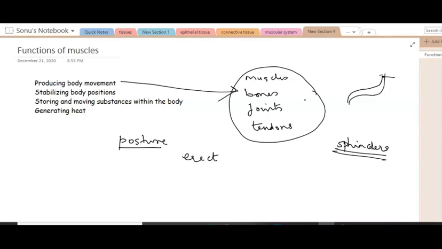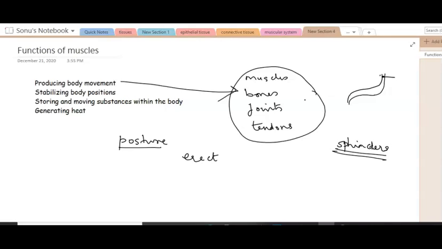So the body needs heat. So what will the body do? The muscles will start to shiver. This shivering produces muscle movement. Muscle movement produces heat, and this heat will be used by our body to maintain the body temperature. So these are the functions of muscles in general.